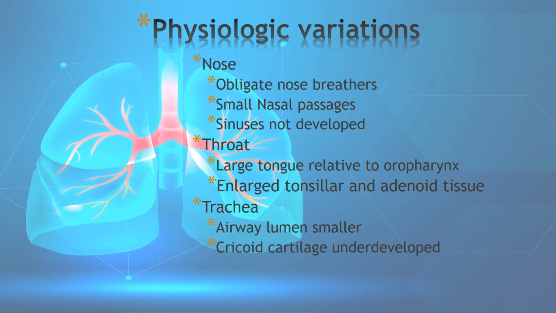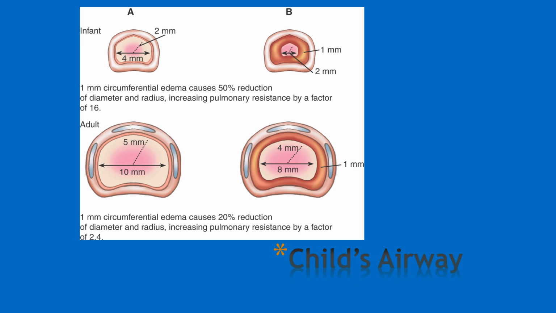Neonates have a 50% smaller laryngeal funnel than an adult. 50%. Whew. So a child's airway, highly compliant, means it is able to move more, stretch more.